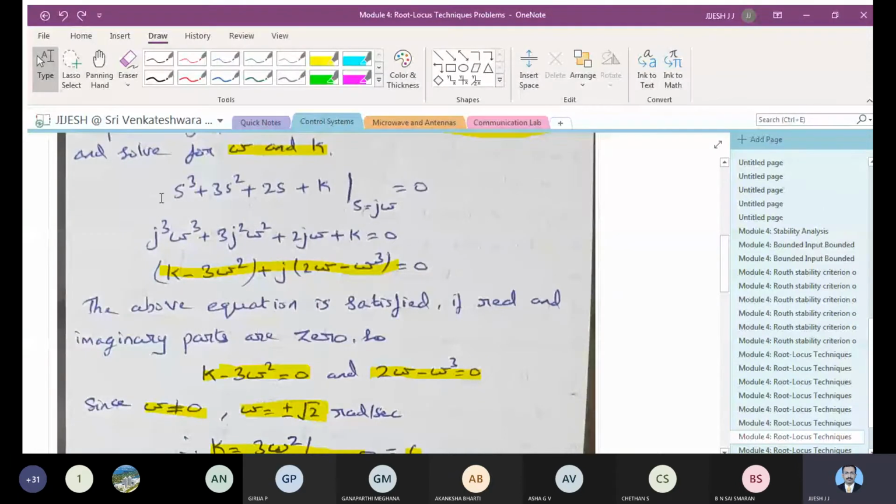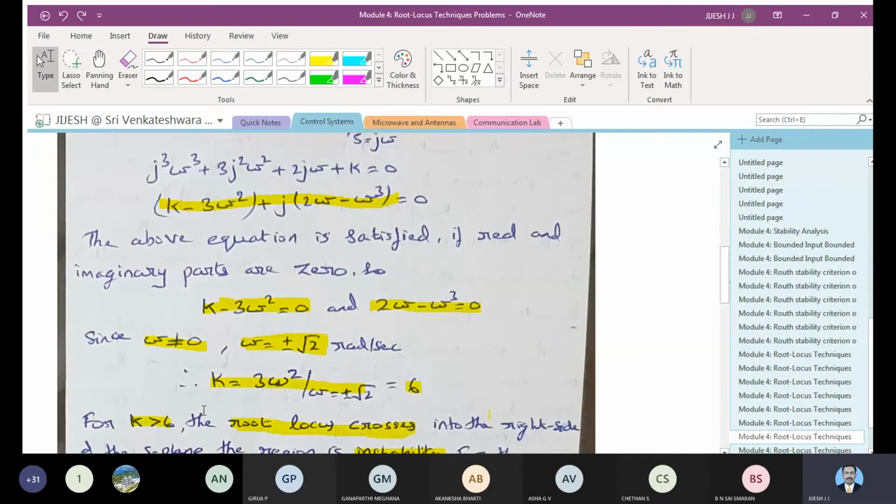See, as I have told you, this is the equation you got: s cube plus 3s square plus 2s plus k, and from this you have already found the value of omega. Omega you got as plus or minus root 2, and k is equal to 6. So listen here carefully, at the value of k equal to 6, you find that omega is plus or minus root 2. Root 2 means 1.4. So plus 1.4 and minus 1.4. So this has to be plotted in the j omega axis.